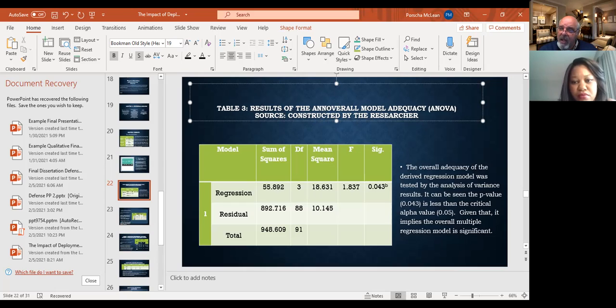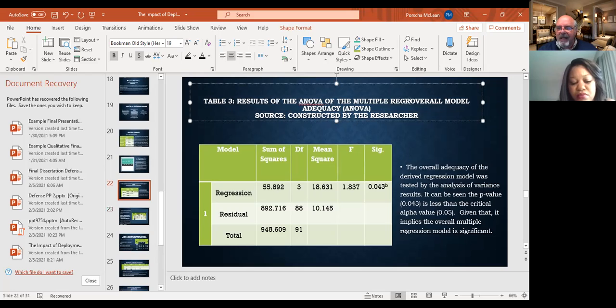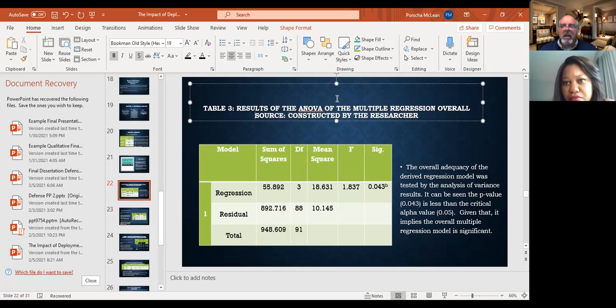In other words, this ANOVA proves that the regression is significant. If that sig value on your ANOVA was greater than 0.05, that means your regression model doesn't work. But this one says that yes, your regression model does in fact work. How about just put the ANOVA output of the multiple regression.